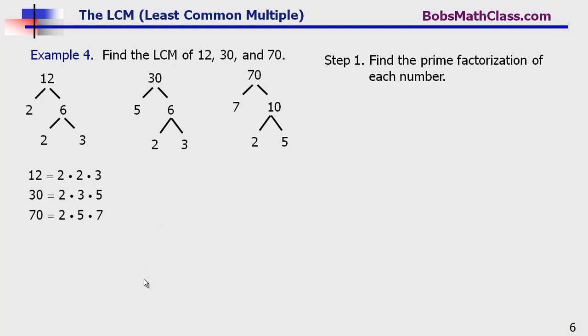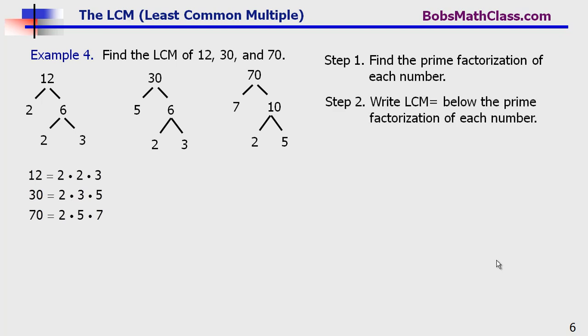So 12 is 2 times 2 times 3. 30 is 2 times 3 times 5. And 70 is 2 times 5 times 7. I like to put the numbers in order because I'm going to be looking at them in detail. Make sure you have everything correctly. Math is a long process. These problems are always a long process. It only takes one mistake to get this wrong. So everything has to go right. You have to do this part right.